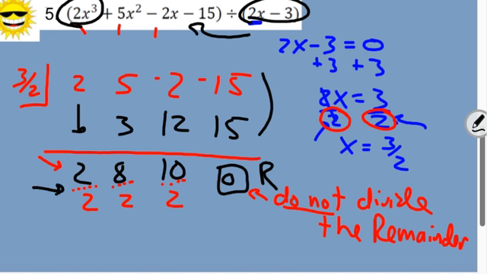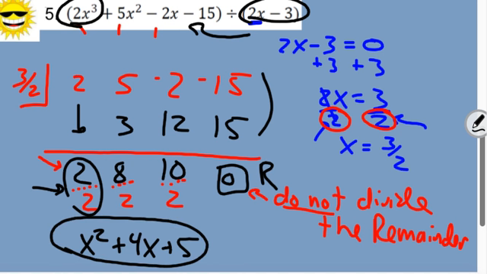So this answer is going to be 1 degree less. So instead of x cubed, it's going to be x squared. 2 divided by 2 right here is 1, 1x squared. 8 divided by 2 is 4, so that's plus 4x. And 10 divided by 2 is 5. There's my quotient. There's my answer. 2x minus 3 divides into this polynomial evenly, and the answer is x squared plus 4x plus 5.